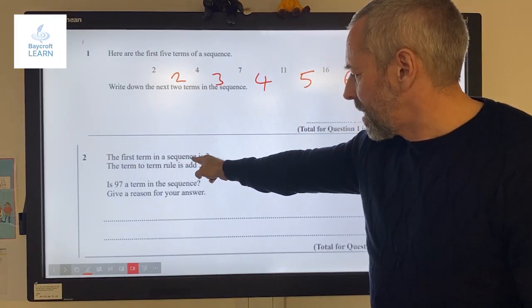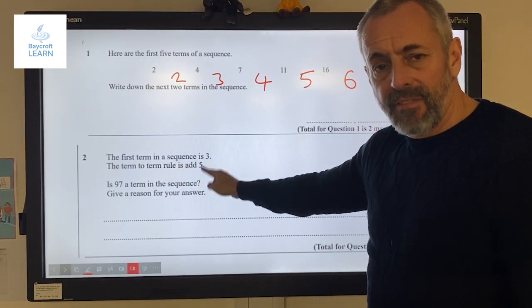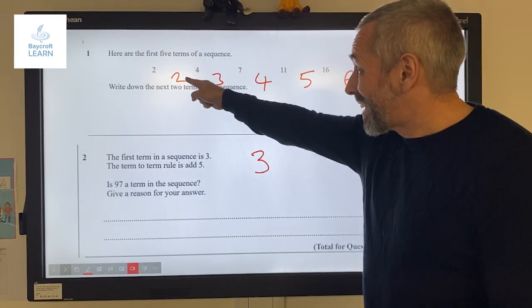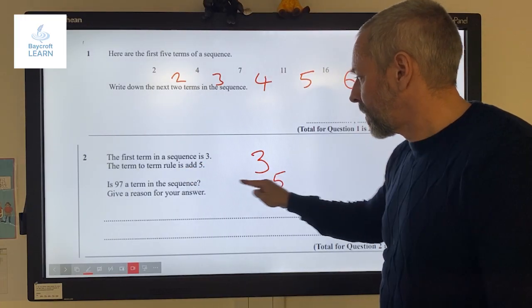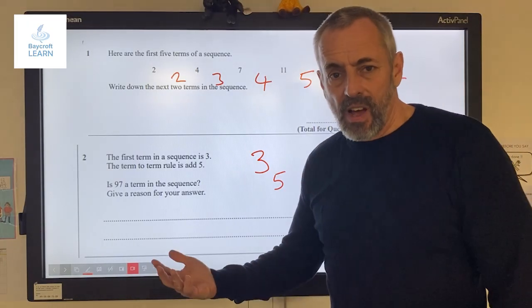The first term in a sequence is 3. The term to term rule is to add 5. So the first term is 3. The gap, the term to term rule, is to add 5. Is 97 a term in this sequence? Give a reason for your answer.